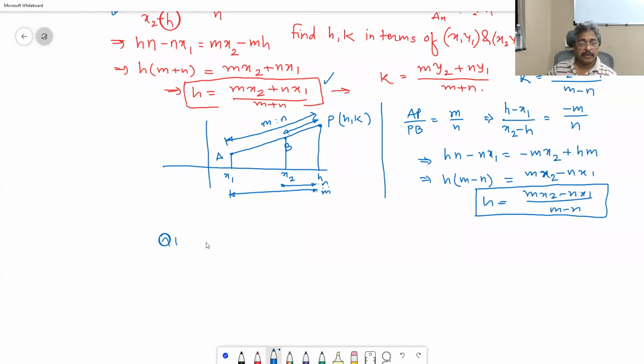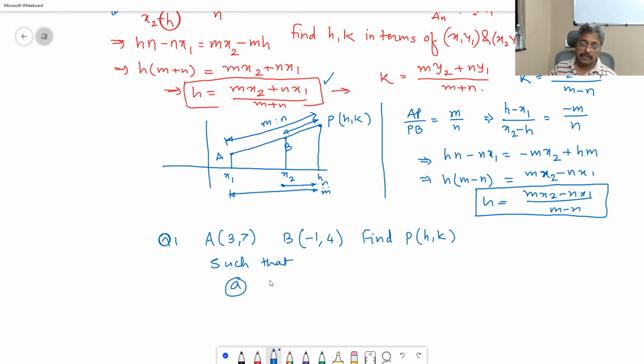Question 1. A is (3, 7), B is (minus 1, 4). Find P(h, k) such that, question 1, AP upon PB is equal to 2 upon 3. Question 2, AP upon PB is equal to minus 3 by 2.